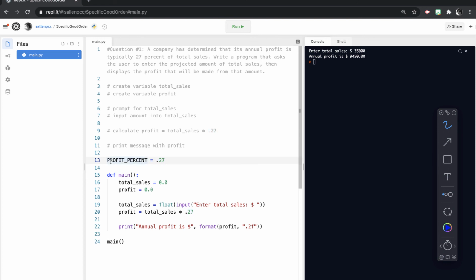And you'll notice that there is no indentation here either. So constants are defined outside of functions, so above this function called main, and there's no indentation. No indentation here, no indentation for any line containing the word def, and then no indentation for the call to main. So then I'll change this to profit percent. And if I do 35,000 and then 9,450. Okay, and then let's do a quick code walkthrough.